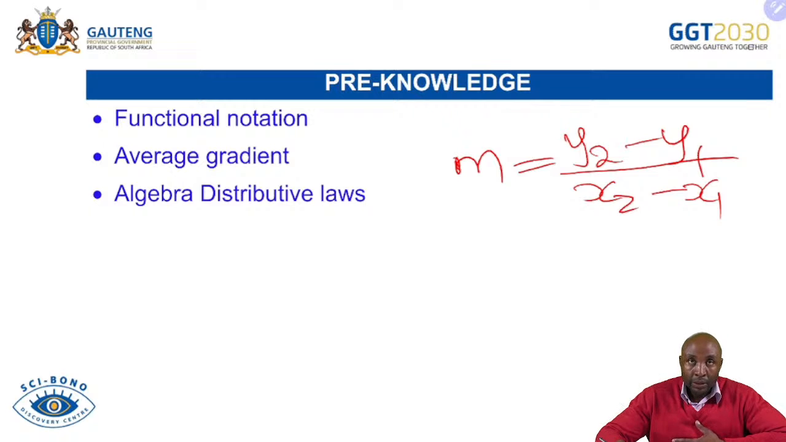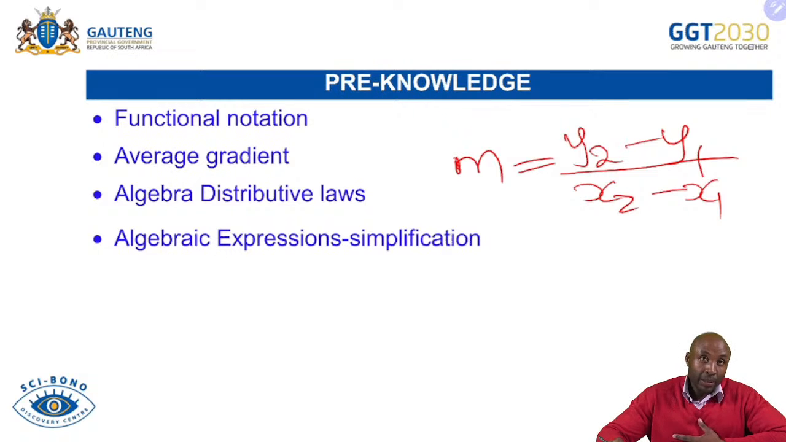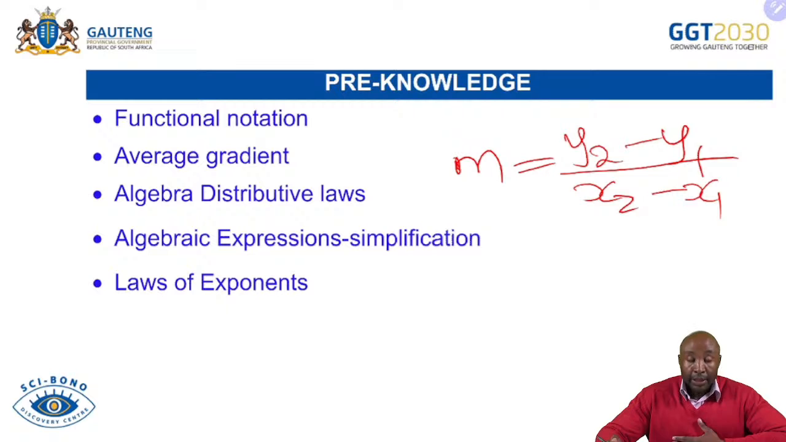We will need knowledge of our algebra, knowing the use of our distributive laws as we substitute and simplify. We also need to know how to collect like terms, how to simplify fractions, and so on. You will need lots of that. And then we also need our laws of exponents to simplify some of the expressions before we are able to apply the laws of differentiation.